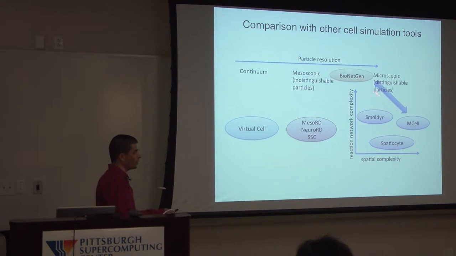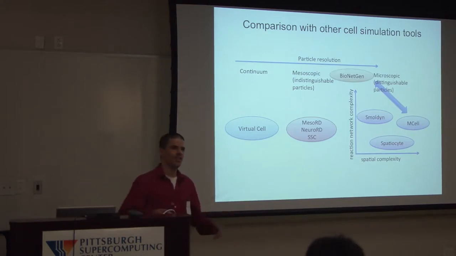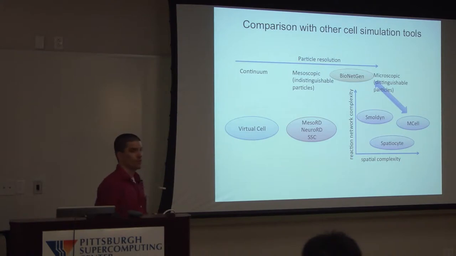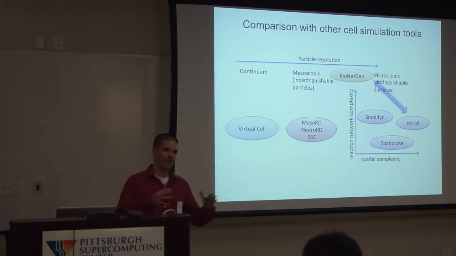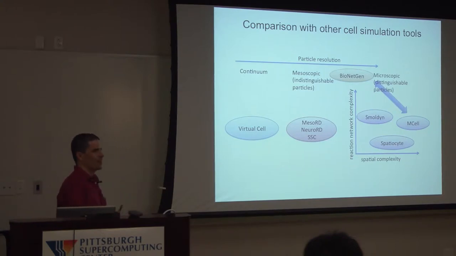And so one of the goals of our MMBio Center, and Deepak in the back has made some great strides toward that goal, is that we want to combine the capabilities of the tools, the power of M-cell in terms of spatial complexity, and marry it with the power of BioNetGen in terms of reaction network complexity. So this is one of the multi-scale goals that we have, even within this range of cell simulation tools.